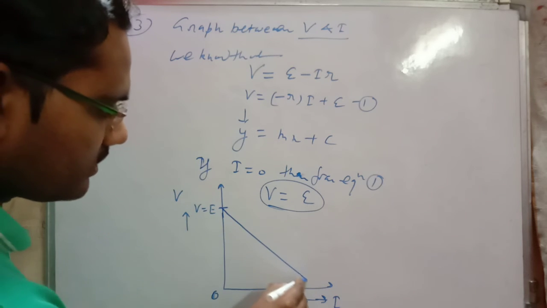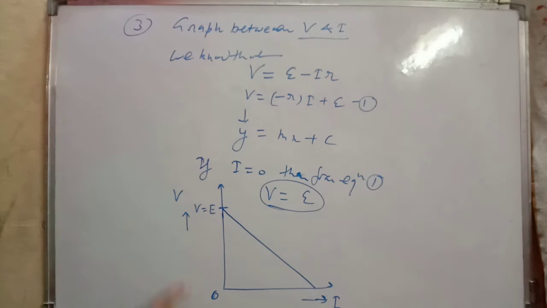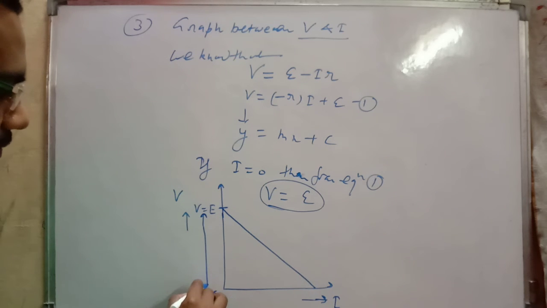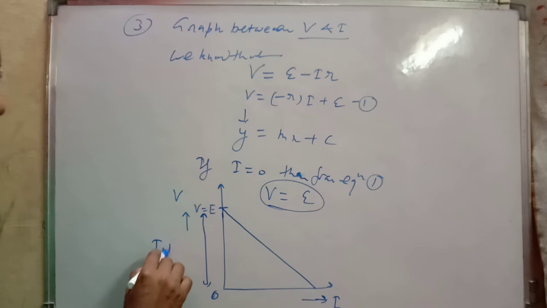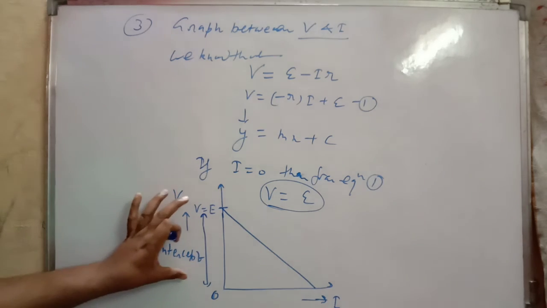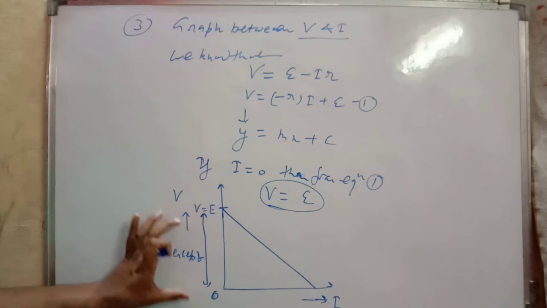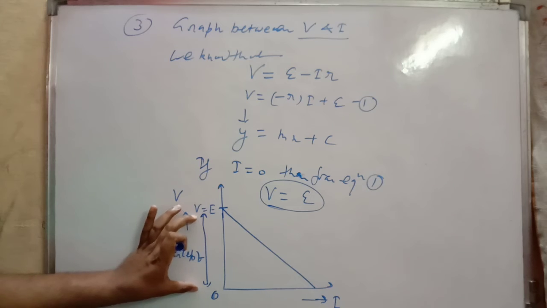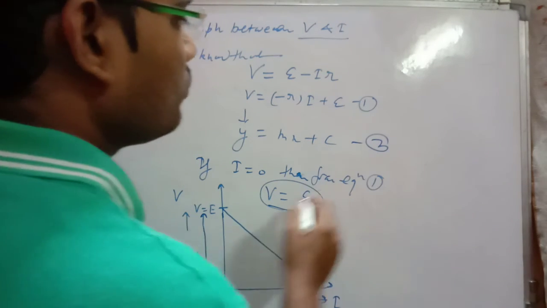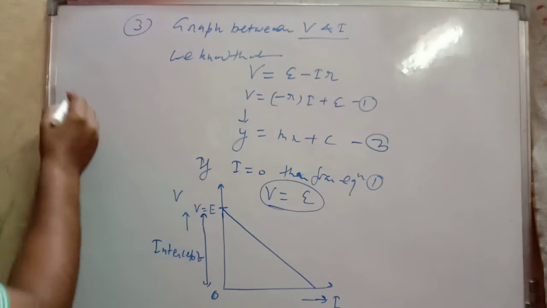So now here is the curve between V and I. Now this one is the intercept. This one is known as the intercept. Now here the intercept gives the EMF of the cell. This one is equation number 2. Now comparing equation number 1 and 2.